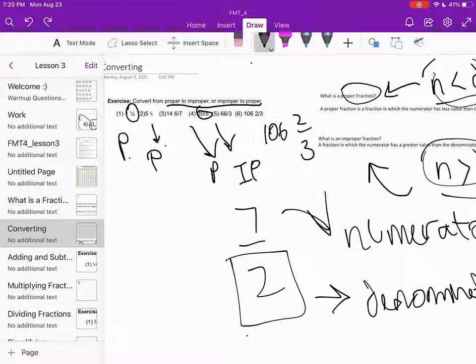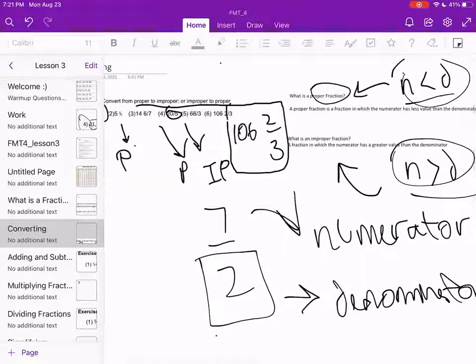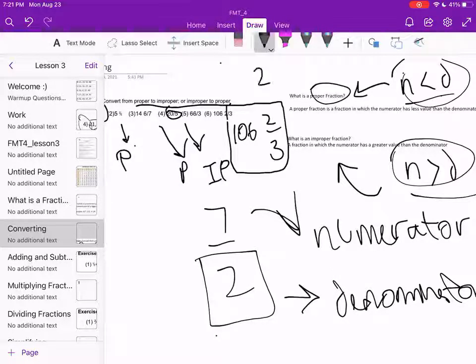Yeah. So why would this be an improper fraction? Because the smaller number is on top. The smaller number is on top. So what is the smaller number? 2. Right. So if 2 is less, what is the bottom number? 3. Right. So if 2 is less than 3, what is the 2 called?